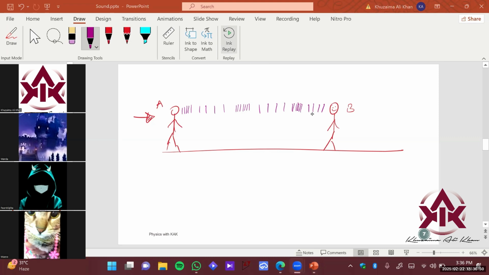Okay, I have an answer from Vardha. Compression is an area with high energy in a sound wave, and rarefaction is with low energy. That's good. I thank God that someone remembers the definition. So you can see different sections here. I'm going to highlight the rarefaction with the blue one, and I'm going to highlight the compressions with the yellow one.